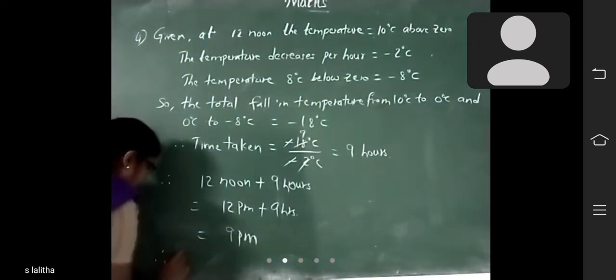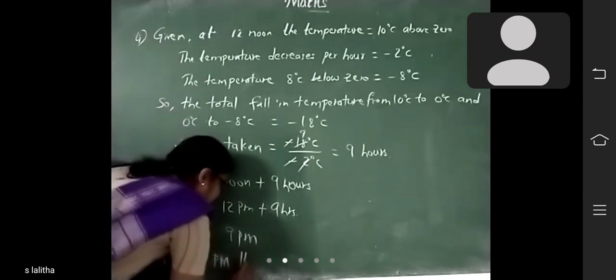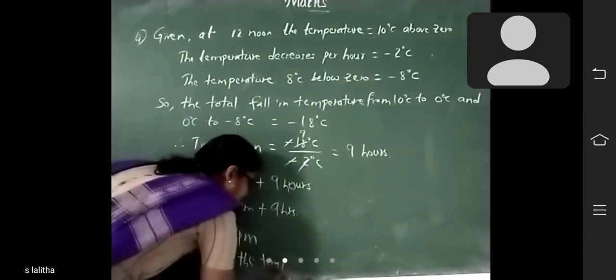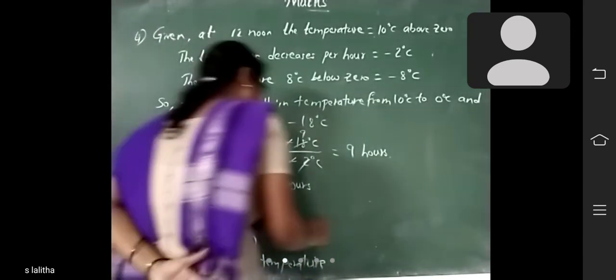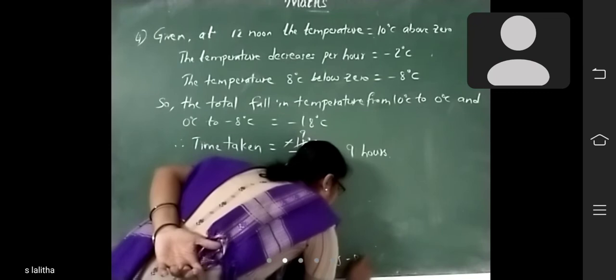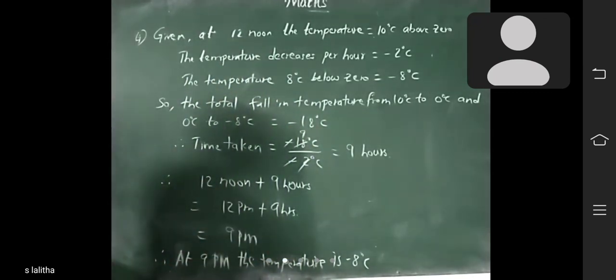Therefore, at 9 p.m. the temperature is minus 8 degree centigrade.